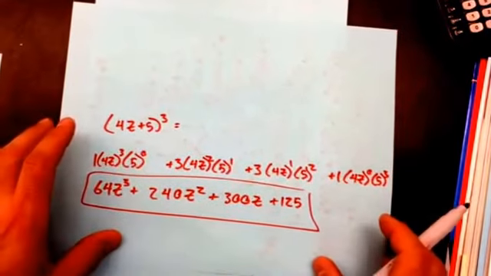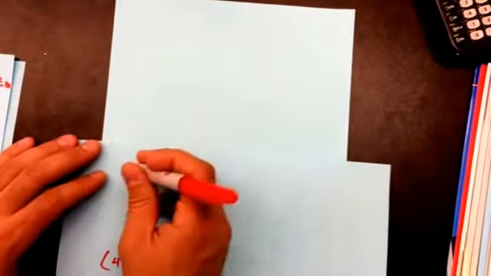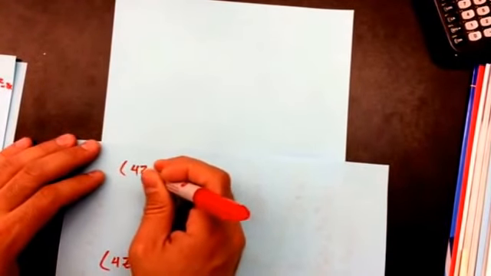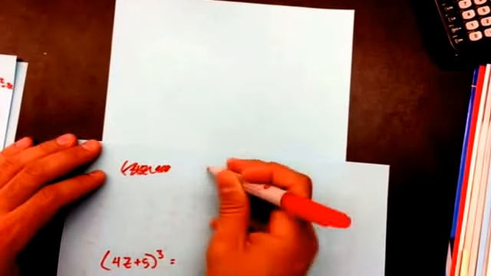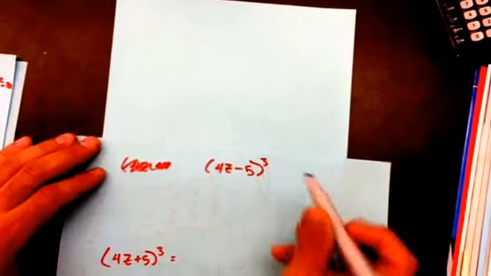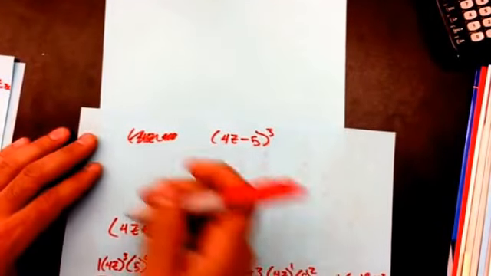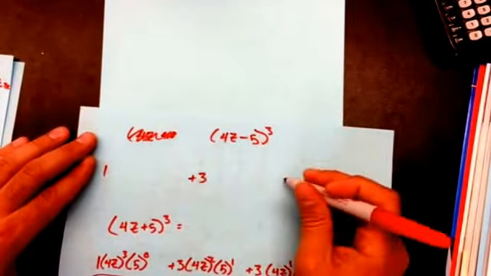Okay? Now I'm going to do one where it's negative. And I'm going to use this same paper. So I'm just going to use the top. I'm just going to change the sign inside of here. Well, I forgot to do it. I'm still going to set it up the same way. So it's still going to be 1 plus 3 plus 3 plus 1. But we'll see what happens when I have a negative.